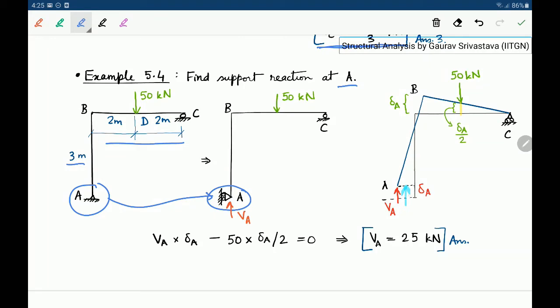Okay, and then we give an upward delta A at the point A. Now remember that this delta A will be very small. So if the point A moves upward by delta A, this point B also moves upwards by the same amount delta A. And because of this movement, since this 50 is being applied at the midpoint of BC, the upward movement of the 50 kilonewton application point will be delta A by 2. Okay, so again, then principle of virtual work can be applied, and VA can be found out to be 25 kilonewtons.